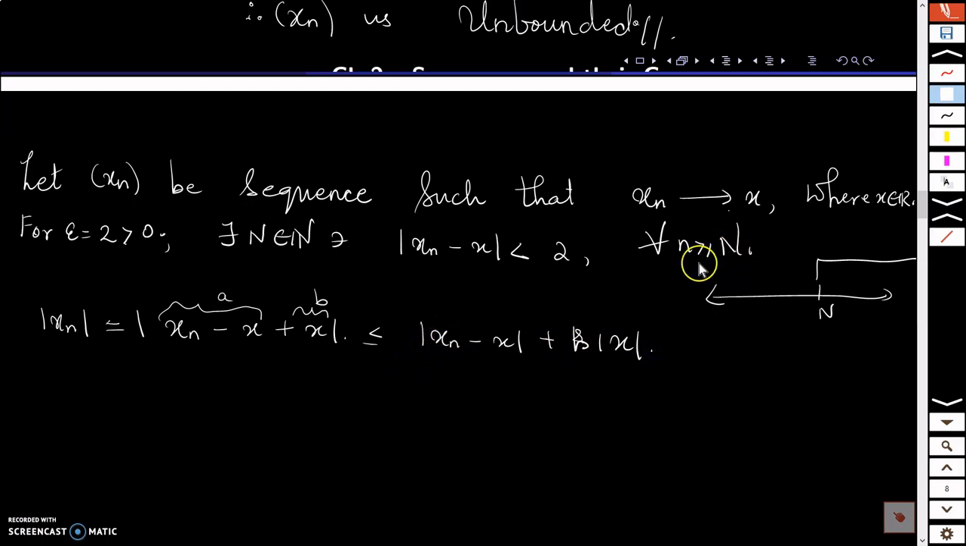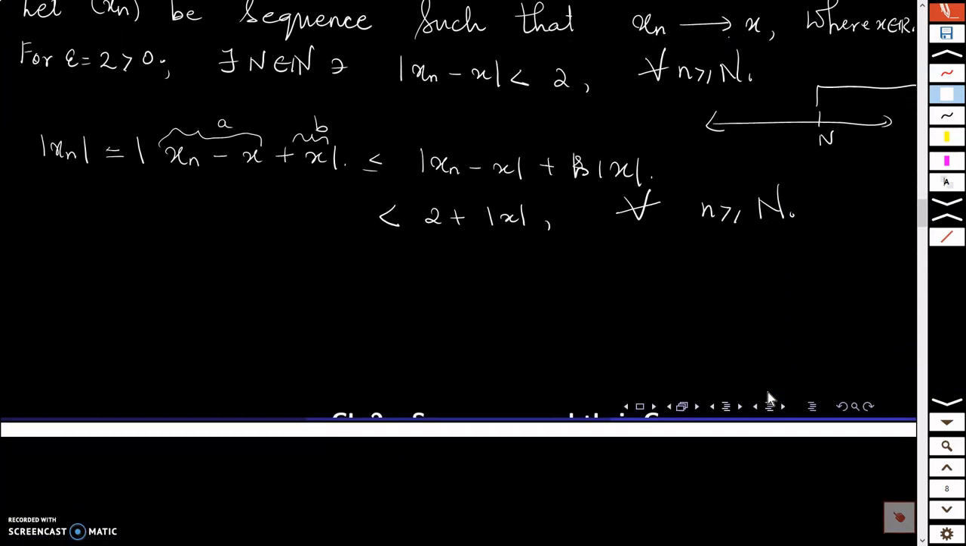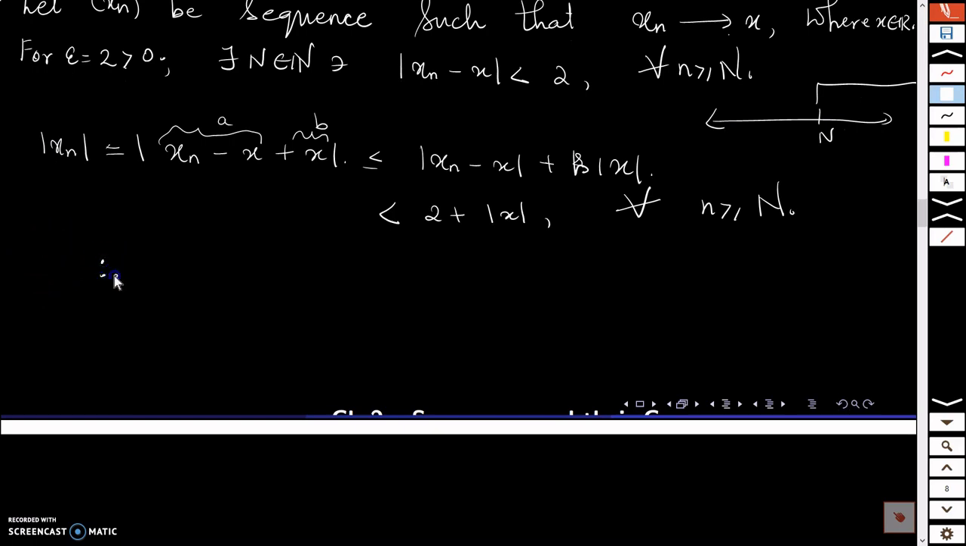But after a certain stage, what we know is this |xn minus x| can be made less than 2 after this capital N. So the modulus of xn minus x is strictly less than 2 plus |x|, and this will happen for all n bigger than or equal to capital N, right? So what we have now, therefore, is |xn| is less than or equal to 2 plus |x| after a certain stage.